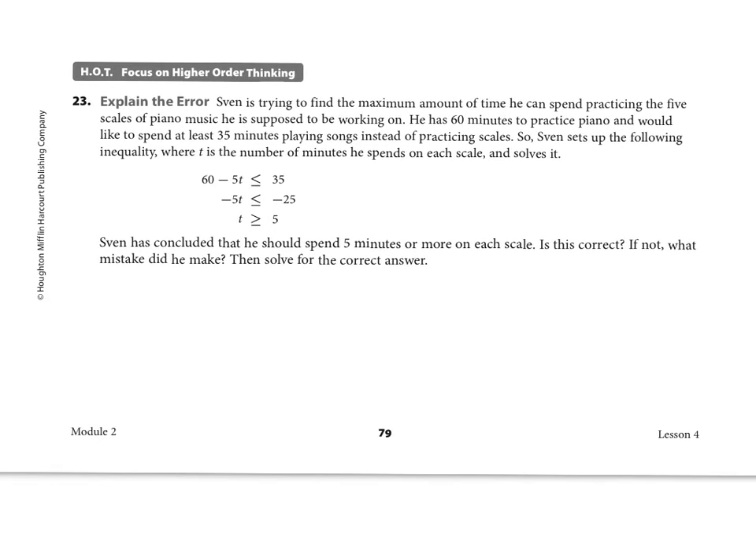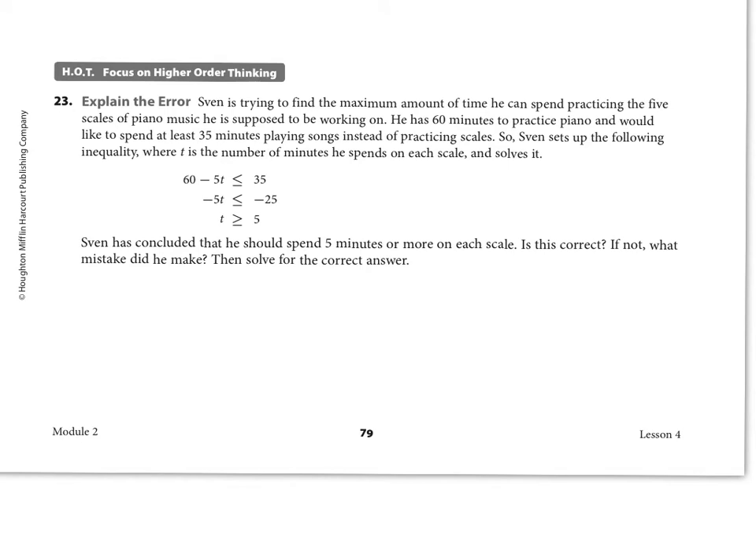We're going to do problem number 23. This is one of those error problems. So it says Finn is trying to find the maximum amount of time he can practice the 5 scales of piano music he's supposed to be working on. He has 60 minutes to practice piano and would like to spend at least 35 minutes playing songs instead of practicing scales. So he says T is the number of minutes he spends on each scale. Remember, he has 5 scales. So this is the inequality he set up.